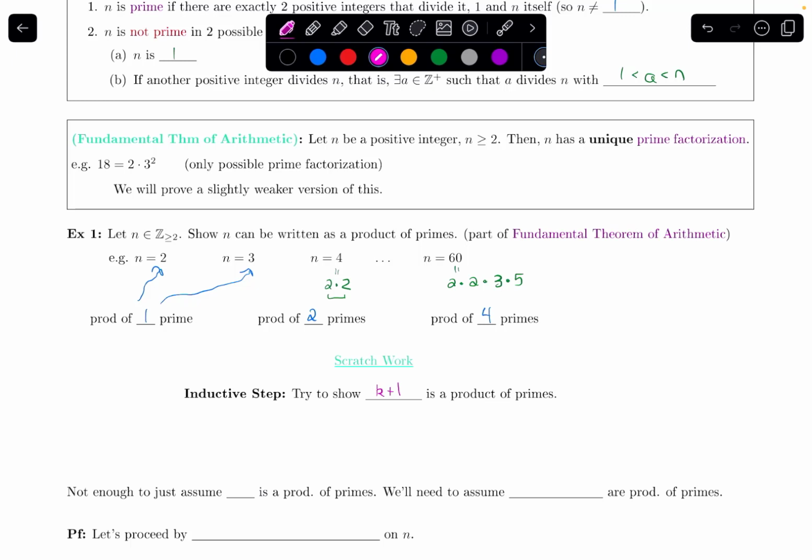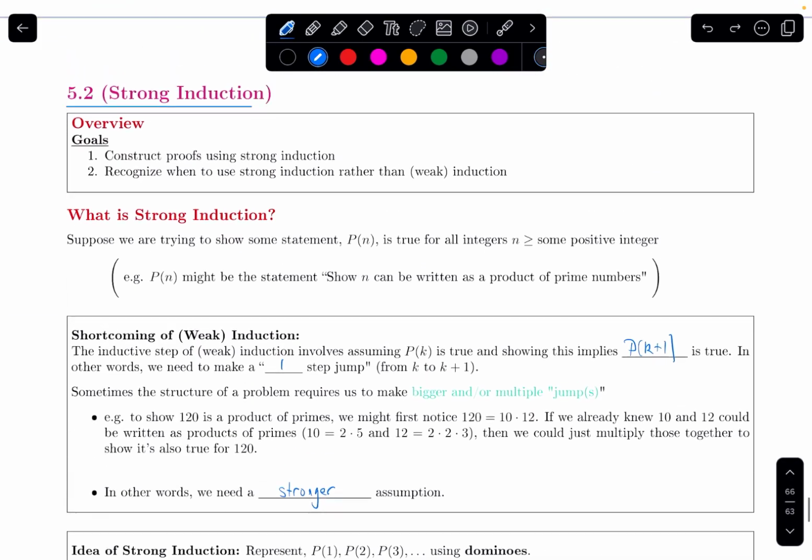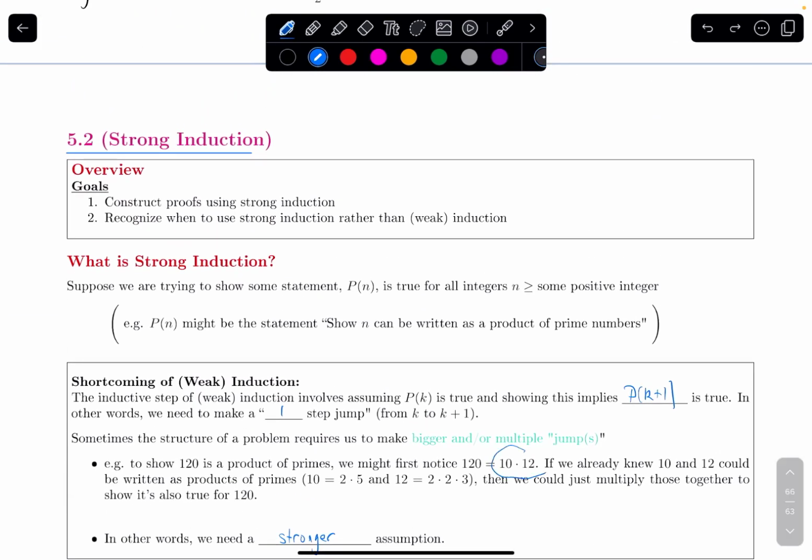So maybe I'll be able to show that k plus 1 is some number a times some number b. Like if it wasn't already prime itself, maybe I'd try to show k plus 1 equals a times b. And if I could do the type of thing that I talked about earlier in the video, which is, if those two pieces that are multiplying together, if I knew that each of them was a product of primes, well, then I could just multiply those together.